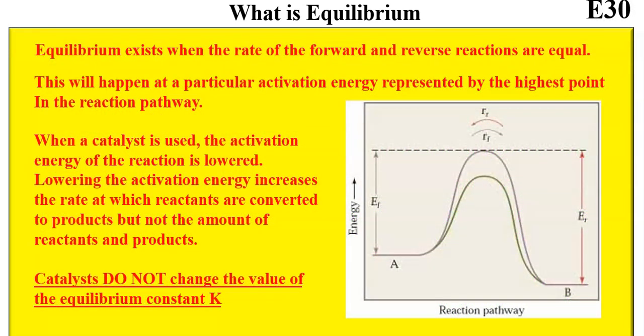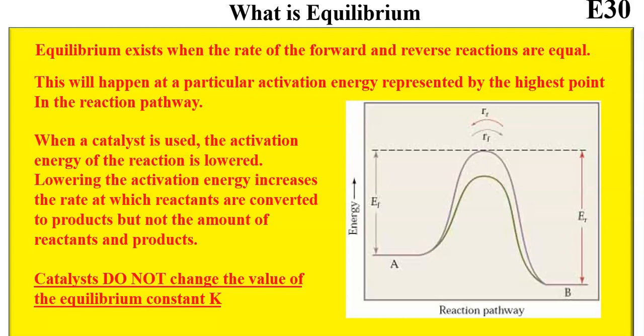Finally, we'll just touch on catalysts. We talked about that in kinetics and how it works inside of a chemical reaction. Equilibrium exists when the rates of the forward and reverse reactions are equal. This will happen at a particular activation energy represented by the highest point in the reaction pathway. When a catalyst is used, the activation energy of the reaction is lowered. Lowering the activation energy increases the rate at which reactants are converted to products, but not the amount of reactants converted to products. So the key takeaway from this slide is catalysts do not change the value of the equilibrium constant.